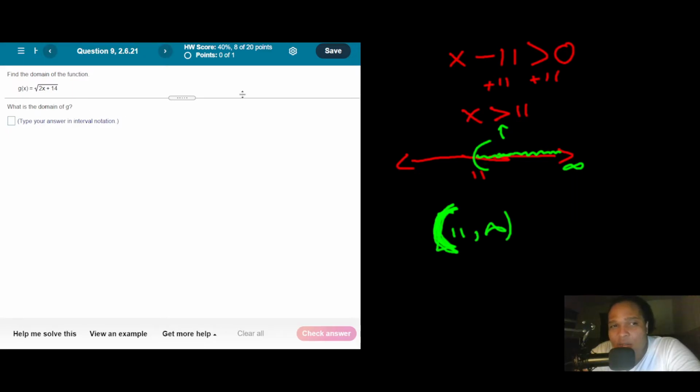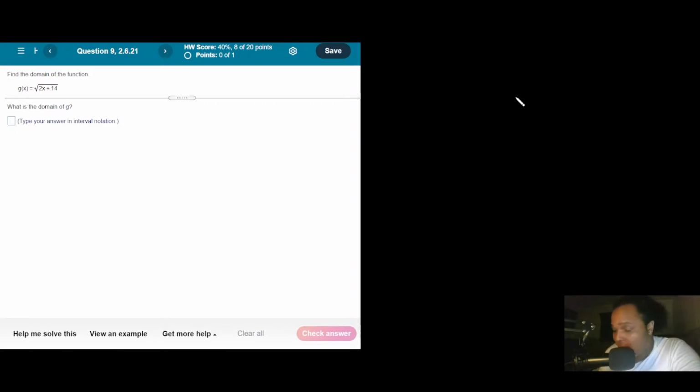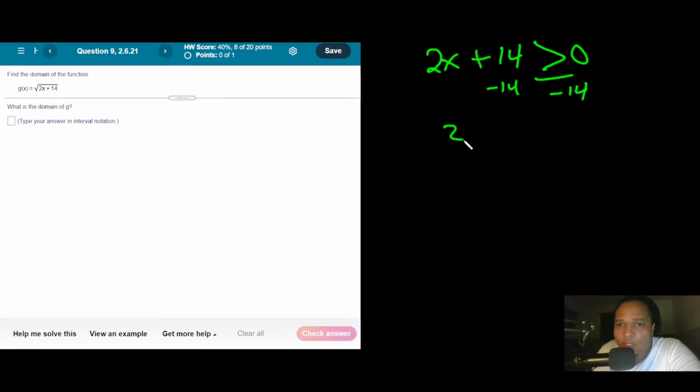What is the domain of G? Now, we don't have a fraction, so we are allowed to set this thing equal to 0. So take the inside of the radical, 2x plus 14 greater than or equal to 0, always. Now, do we put the equal to? Yeah, sure. We don't have a fraction. It's allowed. Let's go ahead and solve. So minus 14, minus 14. We get 2x is greater than or equal to negative 14. Divide by 2, divide by 2. You get x is greater than or equal to negative 7.